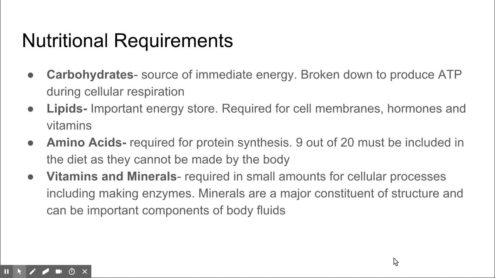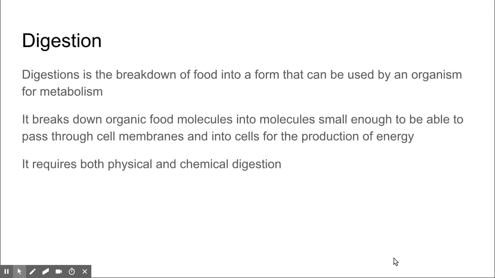Amino acids are required for protein synthesis. Our body can make 11 of them. However, 9 out of the 20 must be included in the diet, as our body can not actually physically make them. And then vitamins and minerals are required in small amounts for cellular processes, including making enzymes. However, minerals are also a major constituent of structure and can be important components of body fluids, and some of those we will look at, such as calcium.